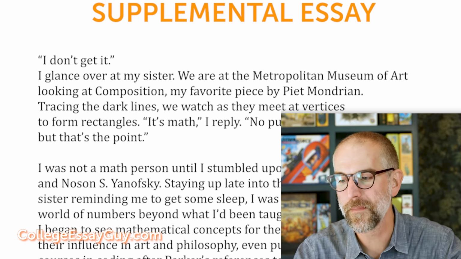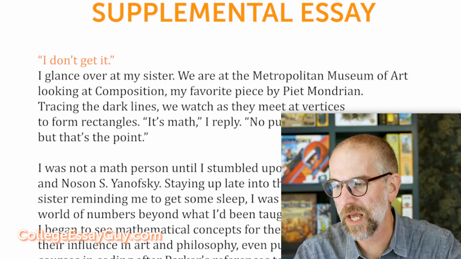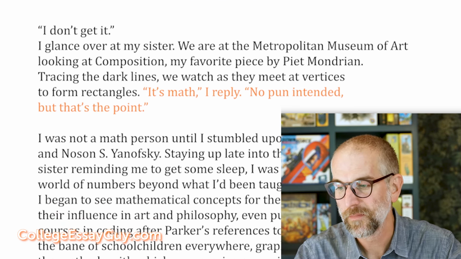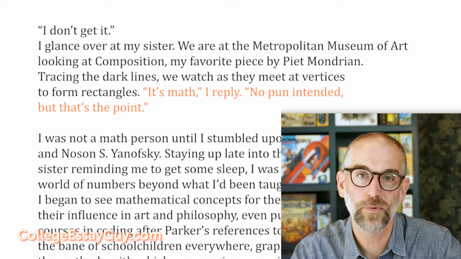Her next essay, which is about her experience developing and being curious about math, was also an essay that she used for multiple schools. This is part of a technique I call writing a super essay, which is to say, how do you write not 30 essays, but 3 to 5 really solid essays that you can reuse for multiple different prompts? I'm not going to read the whole essay to you, but essentially it involves her standing in front of a piece of art at the Met Museum. Her sister's like, "I don't get it." And she's like, "It's math." And then she says, "No pun intended, but that's the point."